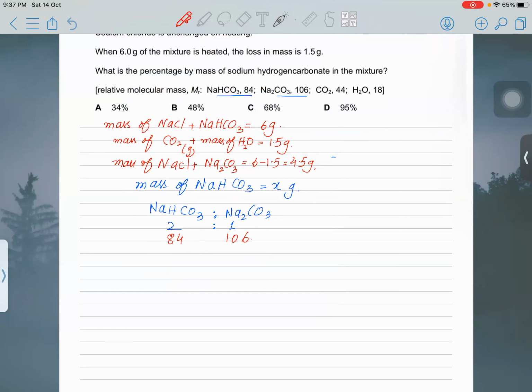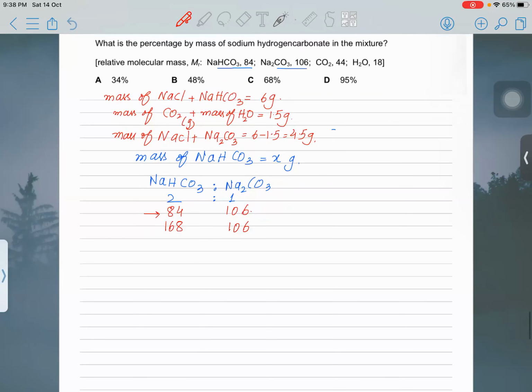So now find the ratio, the molar ratio. Yes, find the molar ratio. Sir, of which? It would be 168. It would be 106 gram, right? Yes, sir. Now find the ratio.